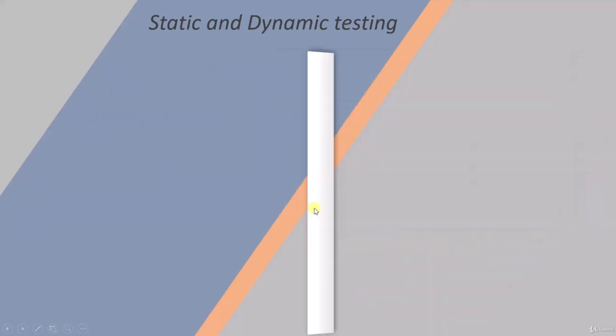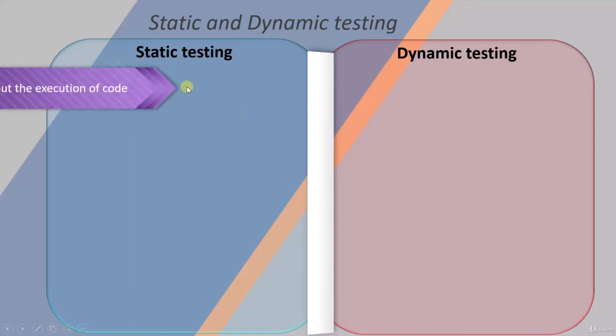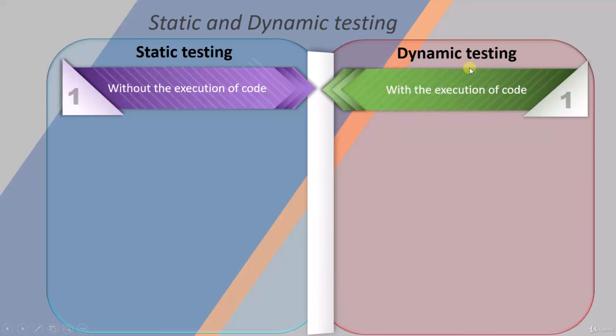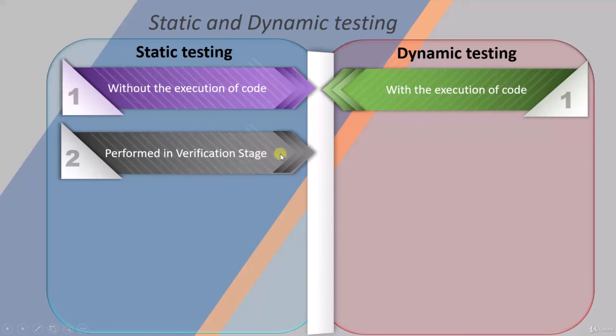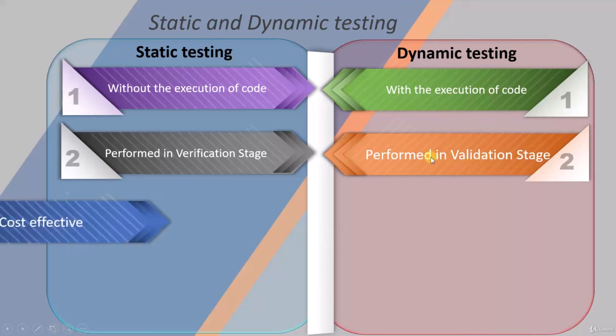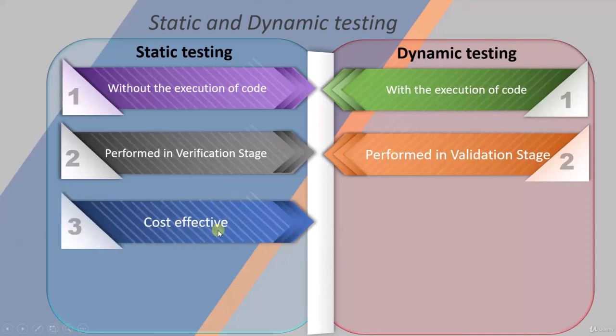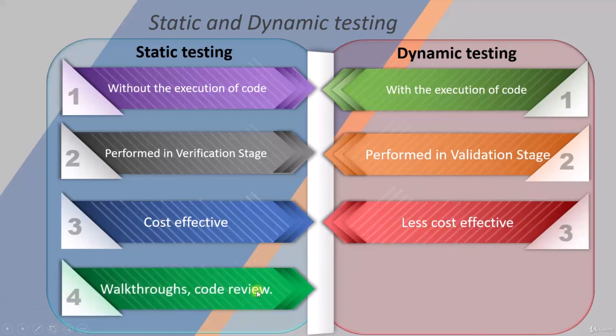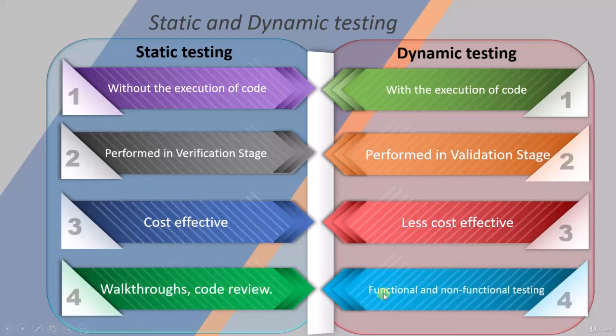So I will summarize the points again here. The first is, static testing can be conducted without execution of code. Dynamic testing requires execution of code. The second point is, static testing is performed in the verification stage, whereas dynamic testing is performed in the validation stage. The third point is, static testing is cost effective, while dynamic testing is less cost effective. There is a fourth point about examples that I want to add here. Static testing examples are walkthroughs and code reviews, whereas with dynamic testing, you have to perform functional or non-functional tests.